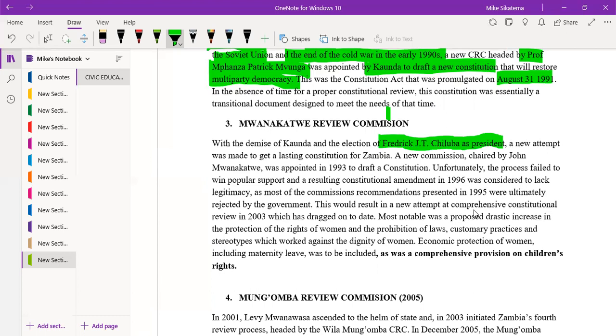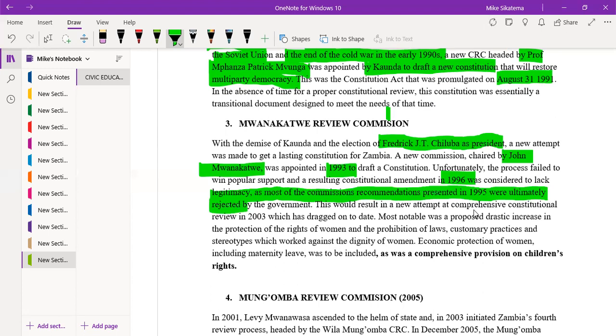A new commission chaired by John Mwanakatwe, no wonder it's called the Mwanakatwe Review Commission, was appointed in 1993 to draft a constitution. Unfortunately, the process failed to win popular support, and the resulting constitutional amendment in 1996 was considered to lack legitimacy, as most of the commission's recommendations presented in 1995 were ultimately rejected by the government. However, I want you to focus on this one. Like I told you, it was actually more sound because it introduced a little bit of notable things.